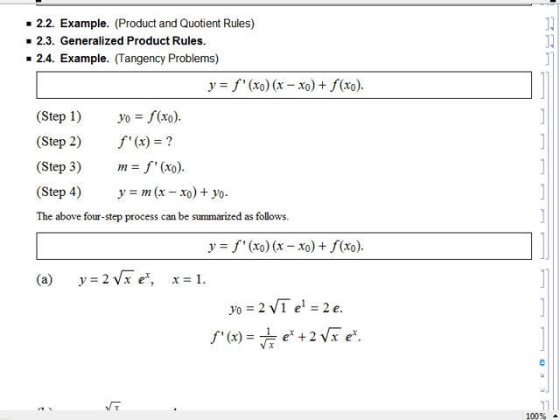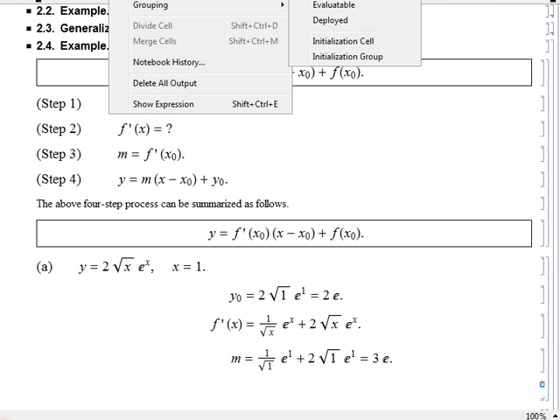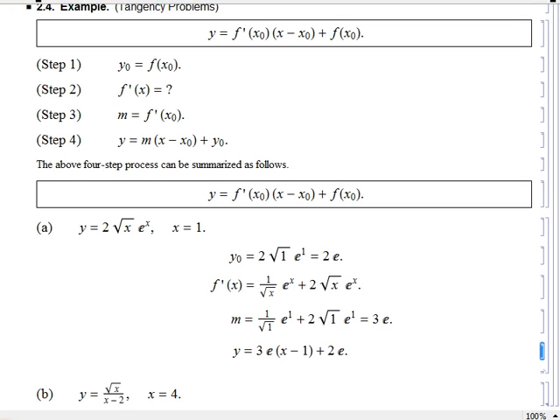Okay, and then let's move on to the slope. Plug in x equals x naught, which is 1. What do we get? We have 3e. So we have everything: slope, y-coordinate value, x-coordinate value. So put everything together into the slope-point equation of a line. We have it. y equals 3e, parenthesis open, x minus 1, plus 2e. This is the correct equation of the tangent line.